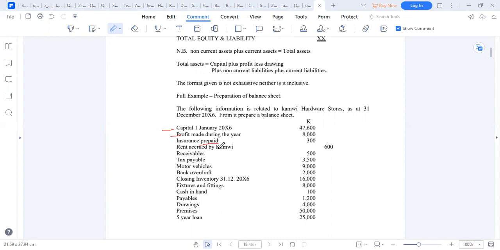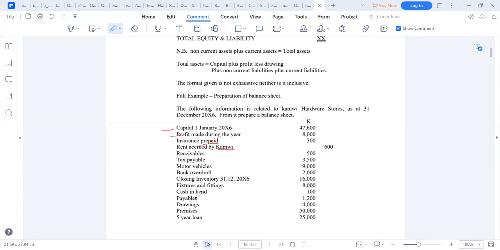Rent accrued by Kamwi, this is a liability. Receivables, these are current assets. Tax payable, these are current liabilities. Motor vehicles, these are fixed assets. Bank overdraft, this is what? Current liability. Stock, current asset.